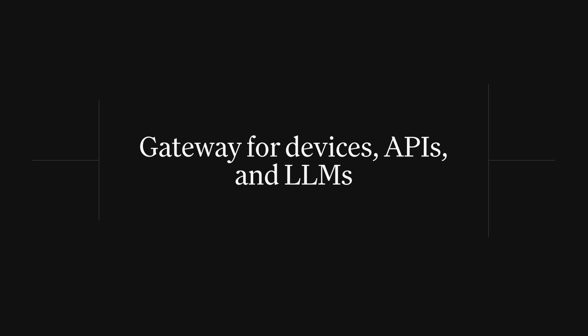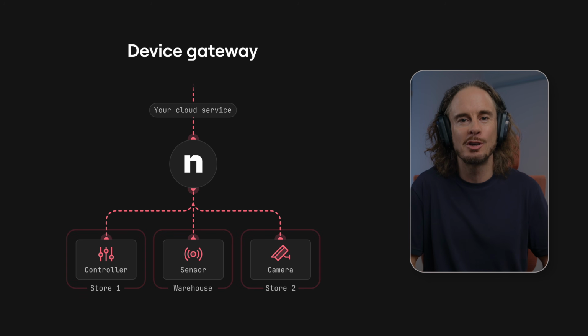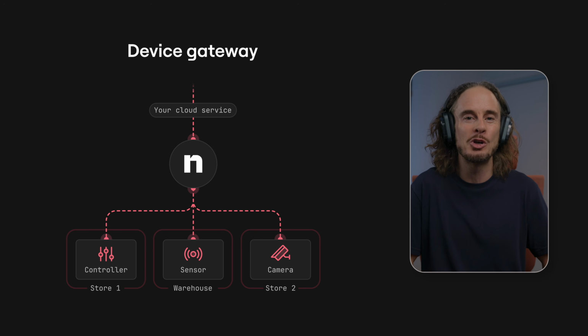APIs, and LLMs. ngrok is also used as a device gateway, providing secure access to software and devices in remote networks, such as internal point-of-sale systems or IoT sensors in warehouses and golf courses. You'd be surprised where ngrok ends up. Each device gets its own URL with traffic policy providing protection and routing.